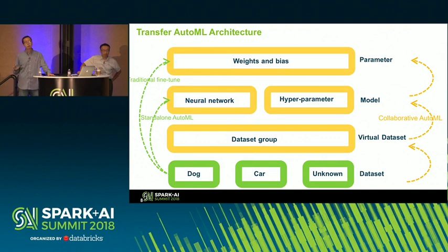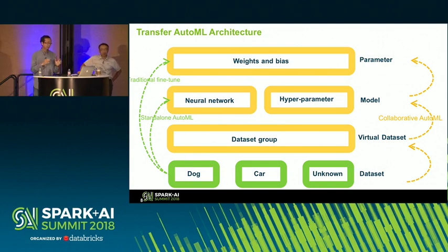Here we introduce two methods. One is to use historical knowledge to transfer knowledge to speed up the searching process, and the other is to reuse the weights and do fine tuning.